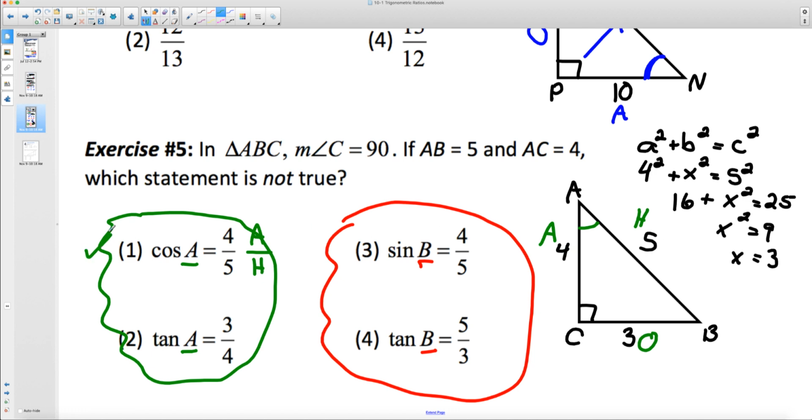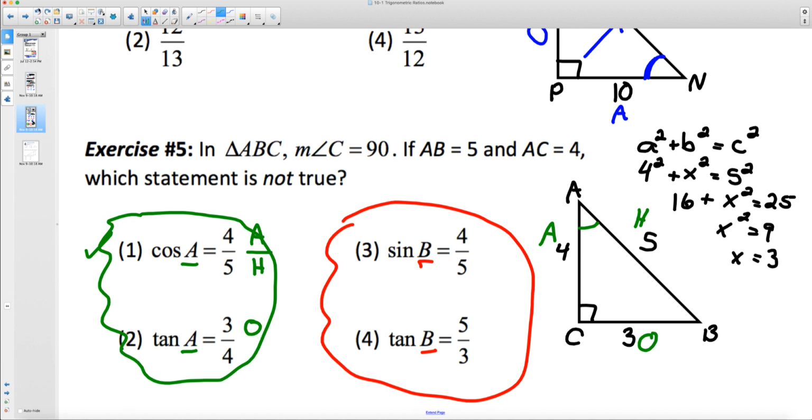That is true. Let's look at the next one. Tan of A. So that means 3 needs to be the opposite and 4 needs to be the adjacent. 3 is opposite, 4 is the adjacent. That's true. Okay, so that works.